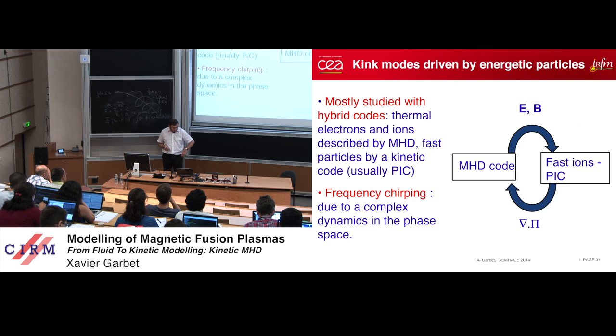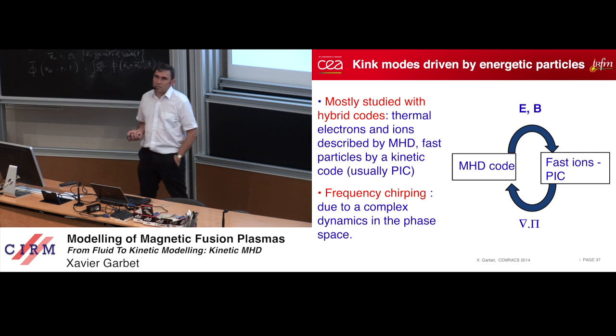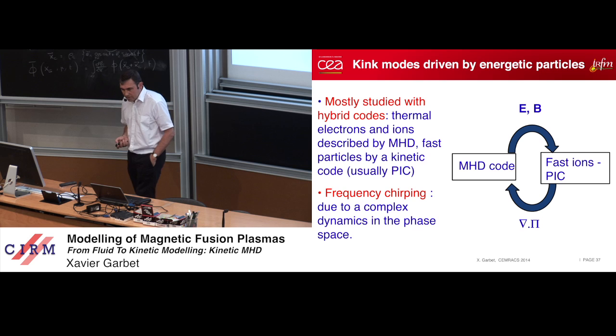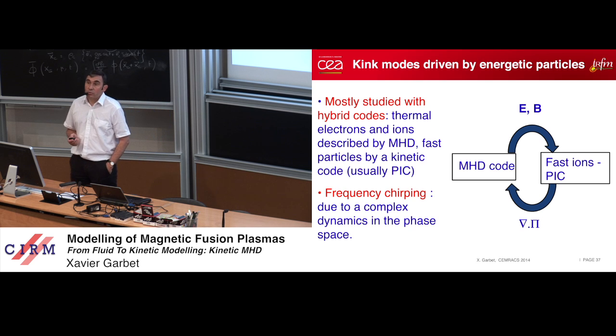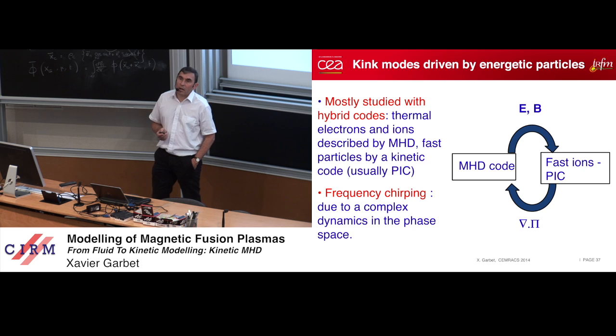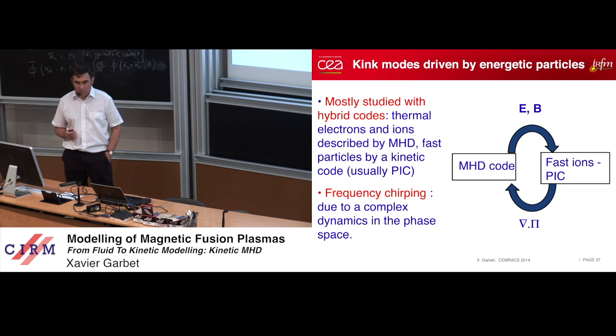So I'm going to finish with the most difficult situation, which is the case where you account for fast particles, so typically alpha particles, which are the 3.5 MeV particles produced by fusion reactions, but it can also be particles produced by heating systems, so neutral beam injection or RF, radio frequency heating, in particular ion cyclotron resonance heating.